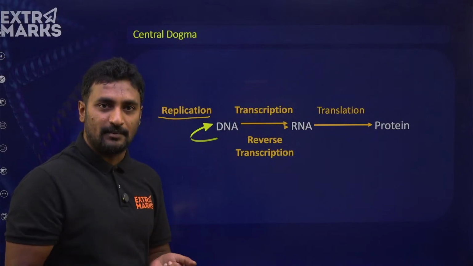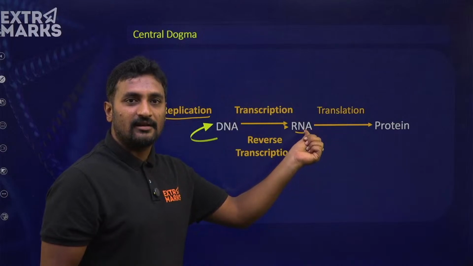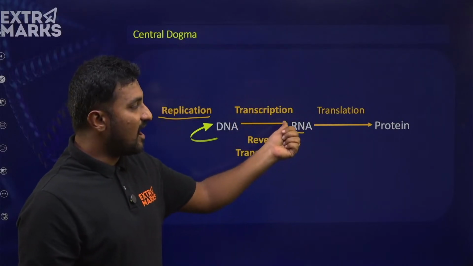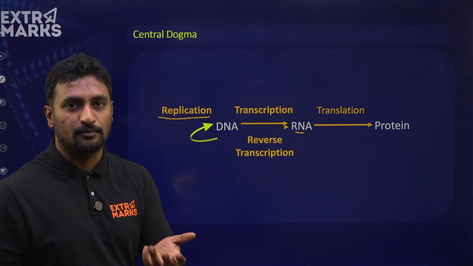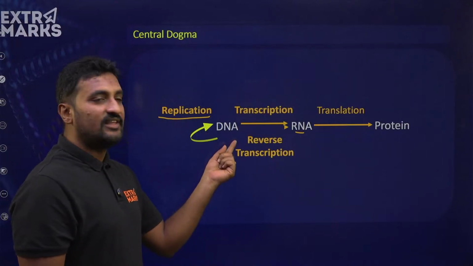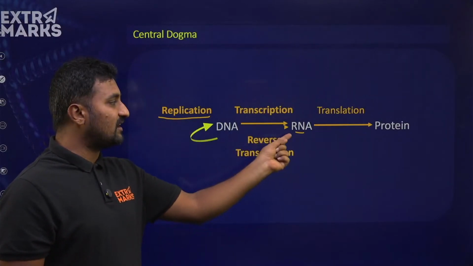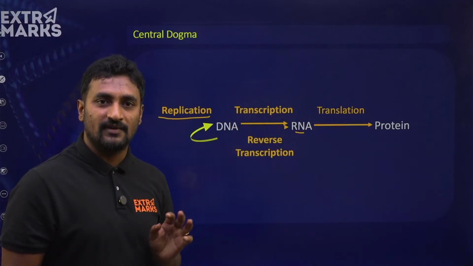DNA is capable of replication, right? Now the DNA transcribes and forms mRNA. We call it transcription, and RNA goes through translation, which helps in synthesis of a protein. And in some organisms where RNA is the genetic material, reverse transcription will happen, where first RNA changes into DNA. Later on the transcription and translation will take place.